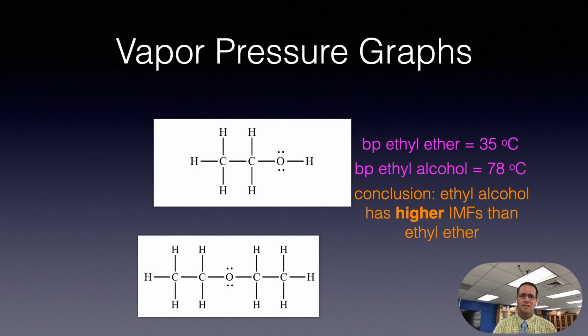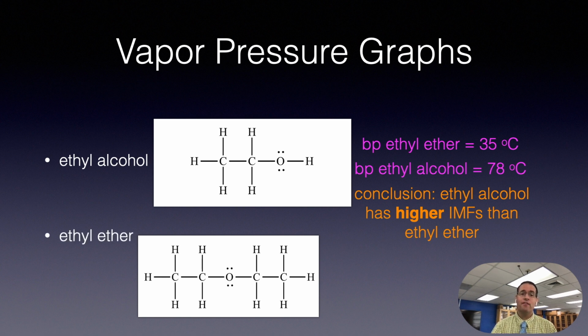Now let's do a reality check and see if that's the case. Here's ethyl alcohol. If we look at the Lewis structure, we can see that it can exhibit hydrogen bonding, which is the strongest IMF, and it's going to cause this molecule to have higher intermolecular forces, be sticky, and therefore have a low vapor pressure.